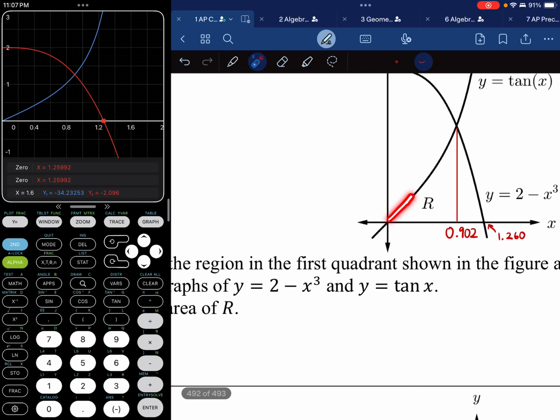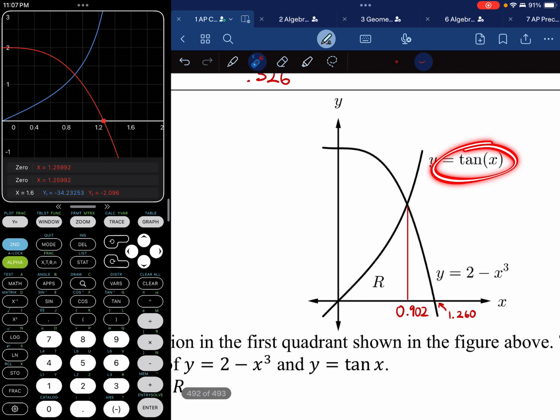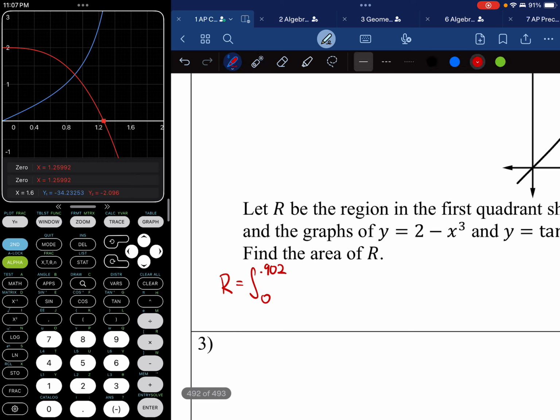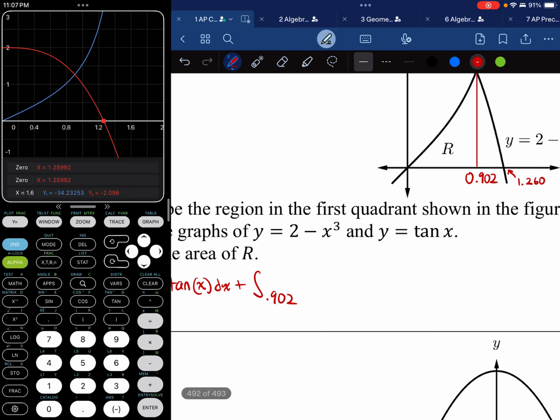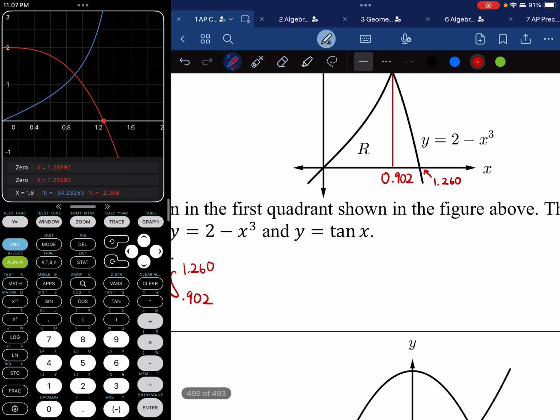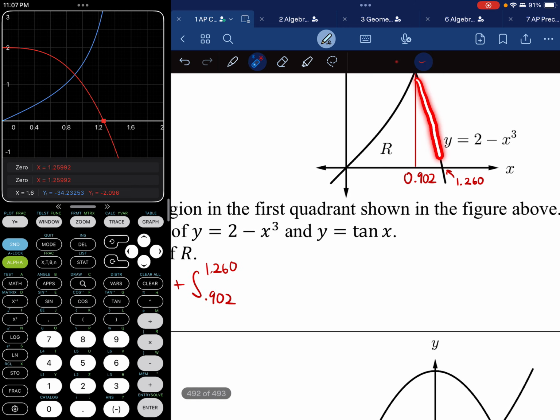Okay, so this is bounded by this curve, and that curve corresponds to tangent of x. So we're going to say tangent of x dx plus, and then we're going to do the integral of the right piece. The integral from that same 0.902 to 1.260 of this function over here. You can clearly see that the top here is right there. It's corresponding to that function, 2 minus x cubed. Technically, all of that needs to be in parentheses, dx.